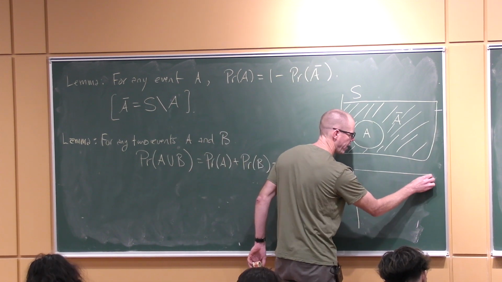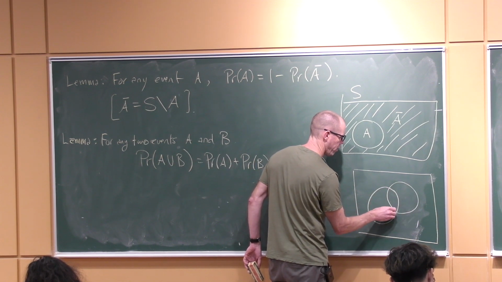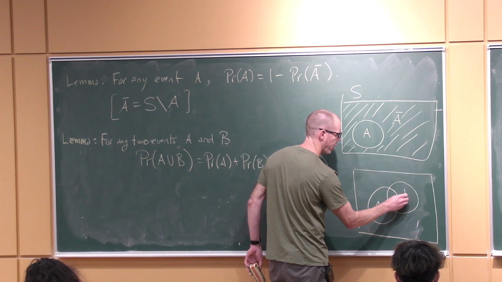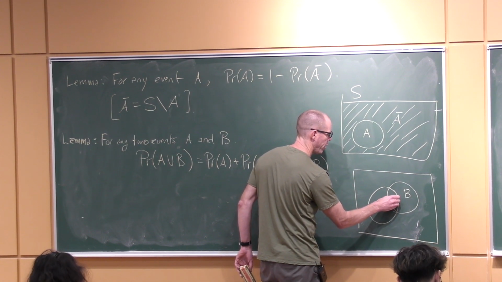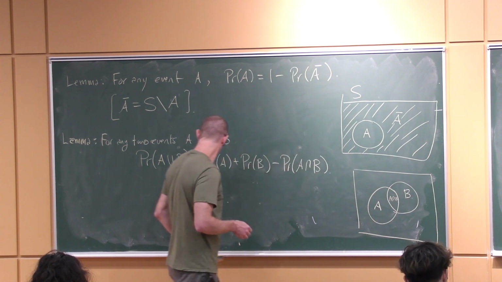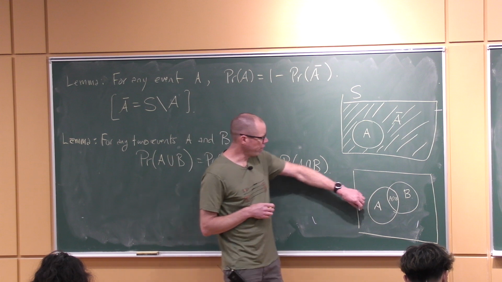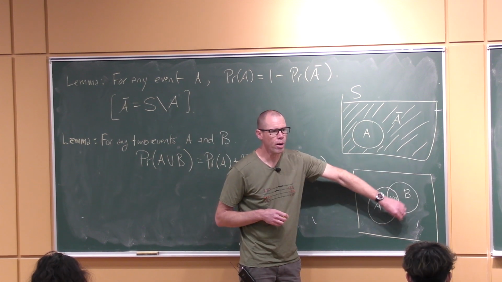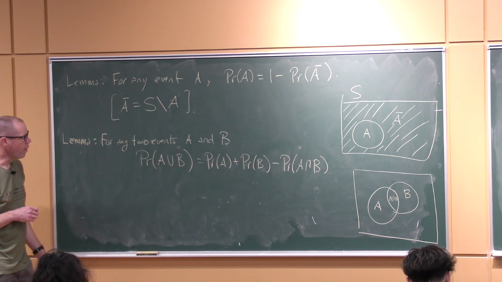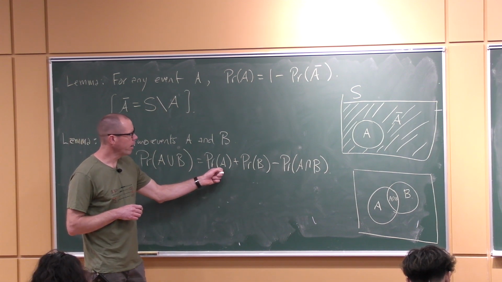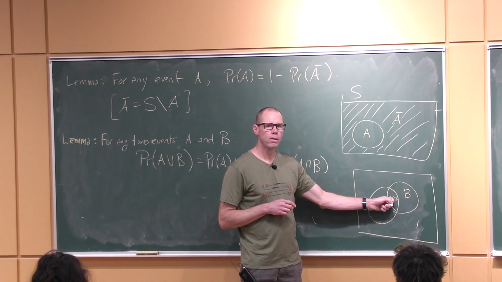And the picture for that is this one. I have A, I have B. In general, A and B may have stuff in common. So if I'm interested in knowing the probability of A union B, so I land somewhere inside these two circles, I can figure that out if I know the probability of A, and I know the probability of B, and I know the probability of this common intersection.